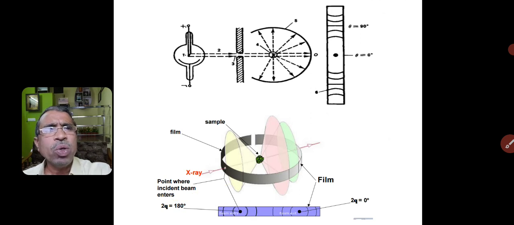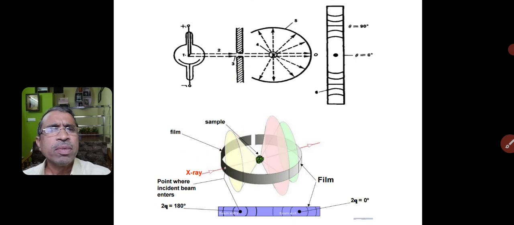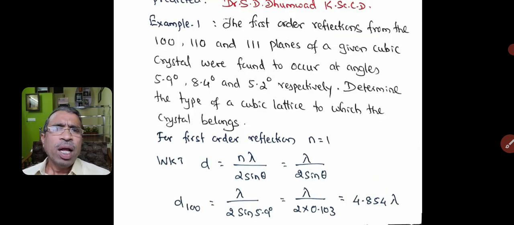The same thing is also given in these two examples. Based upon these patterns, and comparing them with the theoretical values, we come to know what the structure of that crystal would be. The same thing, the powder method, is given here. Now let us explain this by taking some examples.